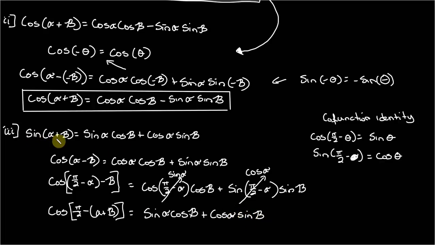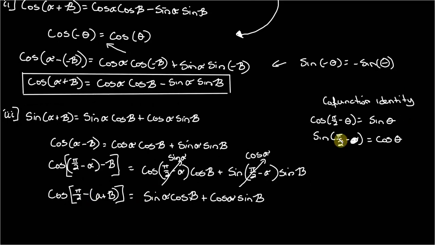Here's the identity: sine alpha plus beta is sine alpha cos beta. We've got that here clearly, sine alpha cos beta, plus we've got our correct sign, cos alpha sine beta. So we just have to simplify this, and I think I know how. Actually, it should be obvious at this point. Cos pi over 2 minus theta equals sine theta.